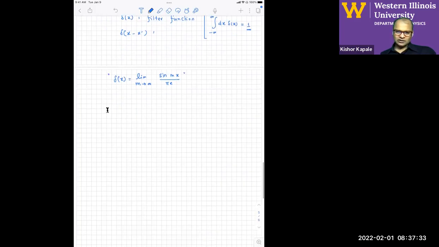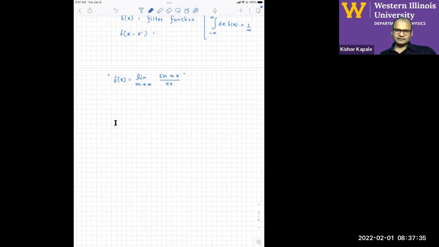Okay, so what do we mean by filter function? That means if I do an integral now, negative infinity to infinity over certain parameter, let's say x, and I do an integral of f of x multiplied by delta of x minus x prime. Okay, so x prime is a specific value.